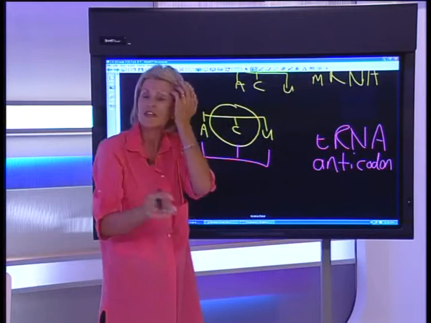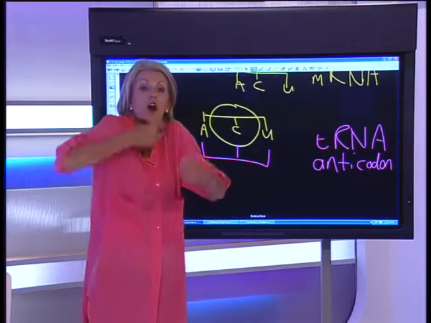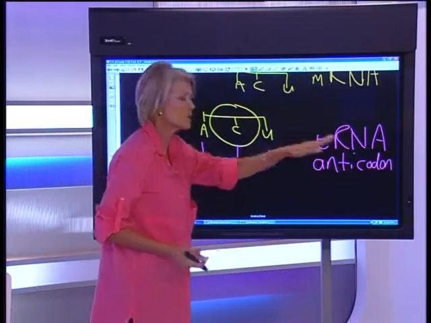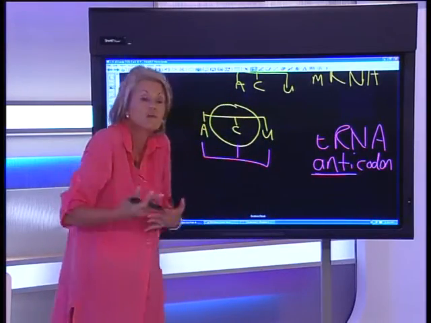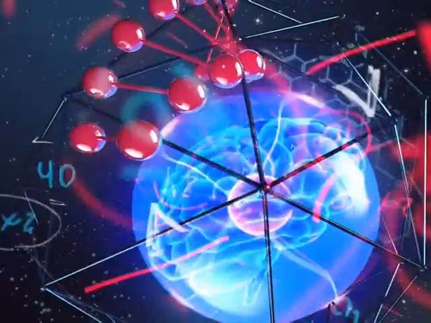That's your codon. The opposite is going to be your transfer RNA, which is the anticodon. It is the opposite of the messenger RNA.